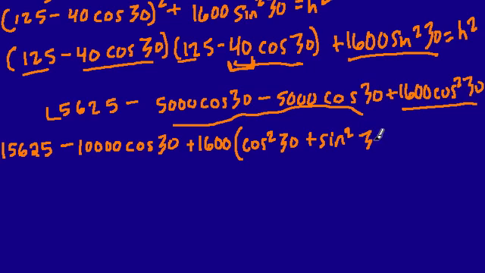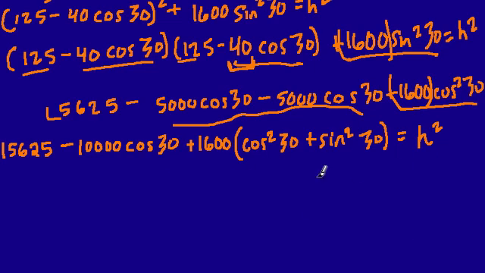And what did I do there? Well, I just kind of skipped this step. If this is 1600 sine squared of 30 and that's 1600 cosine squared of 30 and we're adding them up, you can pull out the common factor, which is 1600, and you get 1600 times the cosine squared of 30 plus the sine squared of 30, right? That's the distributive property. And all of this equals h squared.